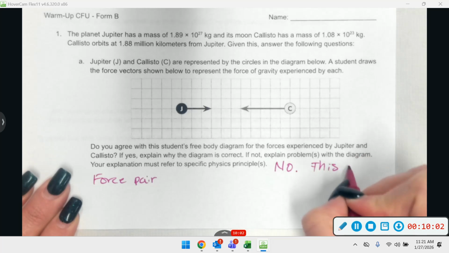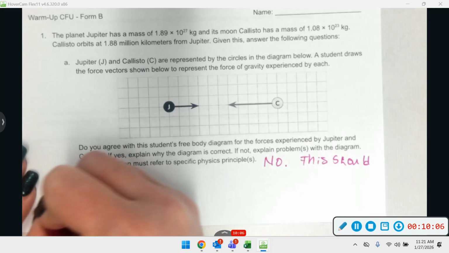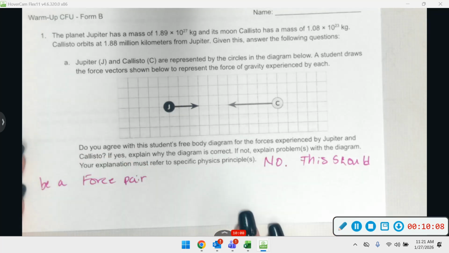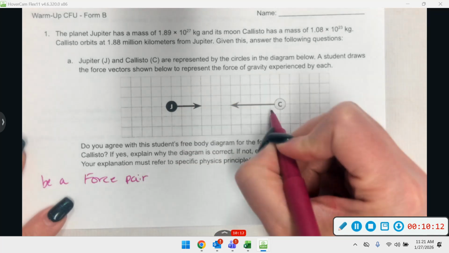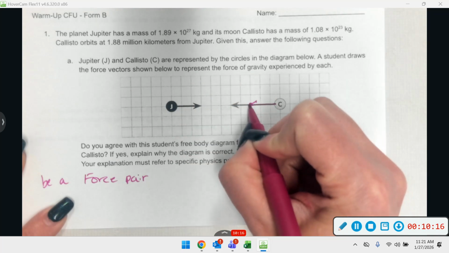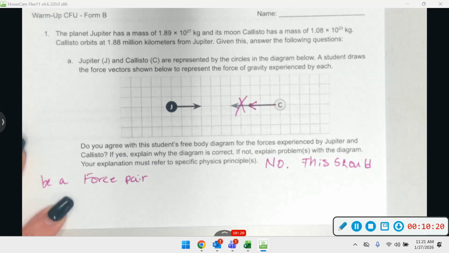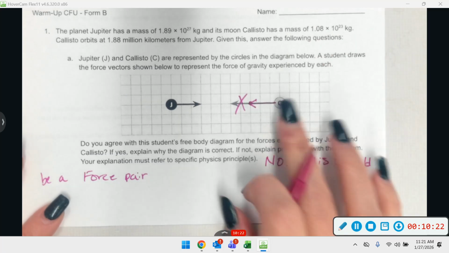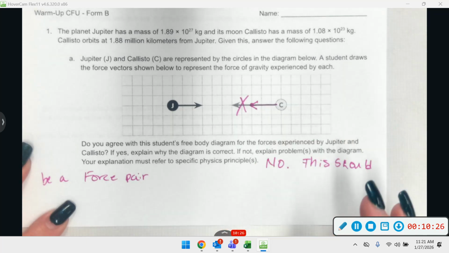This should be a force pair. If I were to fix it, 1, 2, 3, 1, 2, 3, it should go right here. It should not be longer. Yes, the mass is less, but it's still a force pair. Because it has less mass, it would have greater acceleration, but it's still a force pair. We're not drawing an acceleration vector.